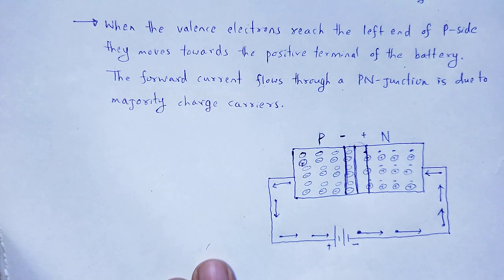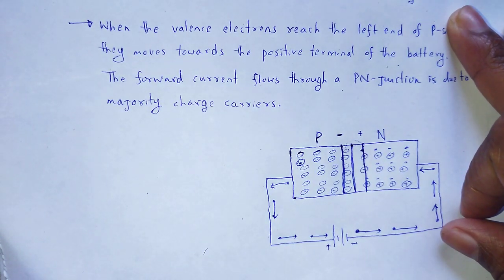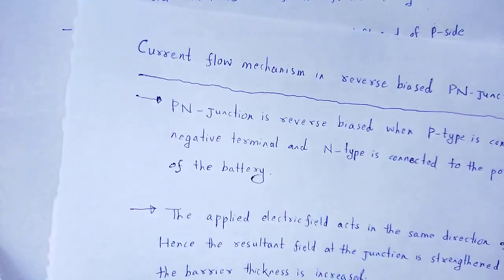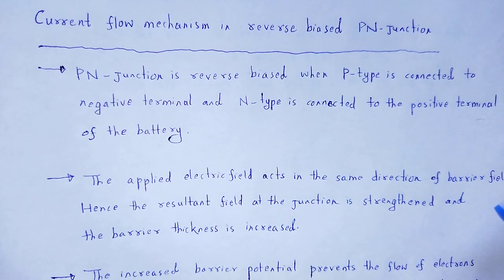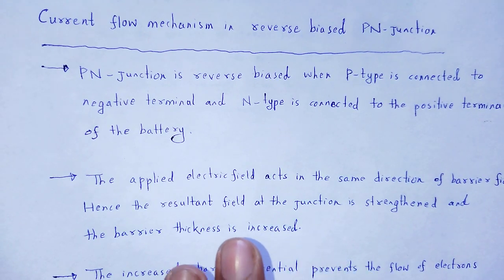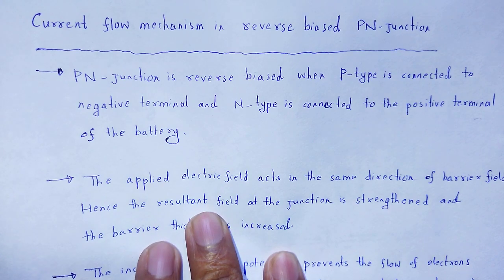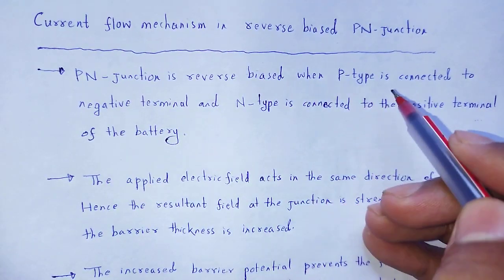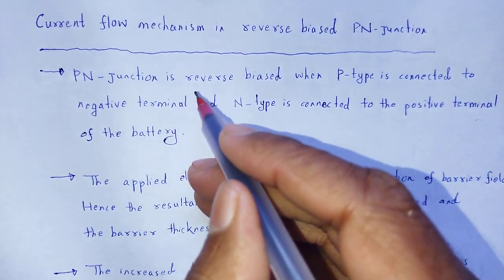Next, we discuss the current flow mechanism in a reverse biased p-n junction. First of all, what is reverse biased? A p-n junction is said to be reverse biased when p type is connected to the negative terminal and n type is connected to the positive terminal of the battery.